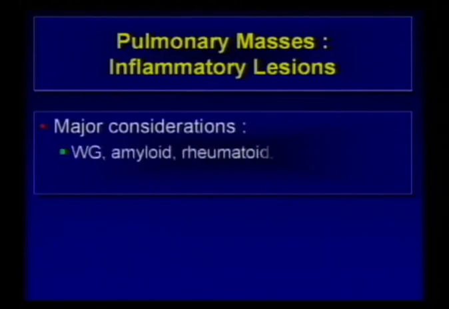Inflammatory lesions, major considerations. Wegener's, I wanted to focus on. Amyloid, I kind of mentioned. You can see multiple nodules in patients with rheumatoid, and cases of progressive massive fibrosis, which would be complicated silicosis, or maybe a patient with sarcoid. Anything ending with the word oid, Wegenoid, rheumatoid, and sarcoid, they can all give you lung nodules and lung masses.